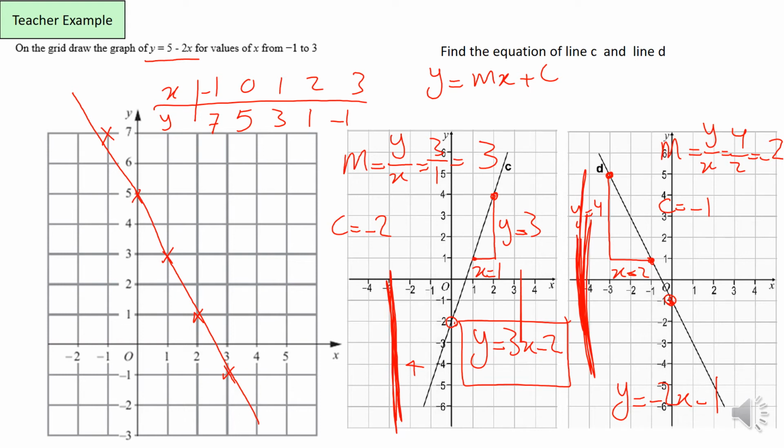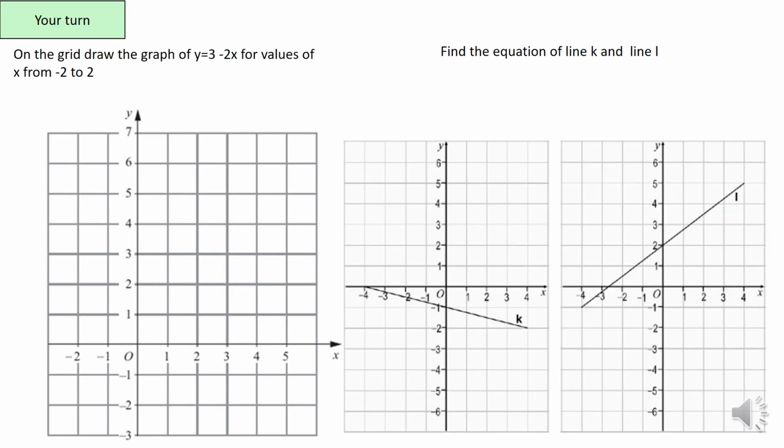Okay, here is a question for you to try. Draw that line for the first part, and then write the equation for those 2 lines on the second part. And don't be surprised if you get a gradient as a fraction. You can have a gradient as a fraction, so that's fine. Just make sure you have it with the correct sign, negative gradients or positive gradients, negative line or positive line.